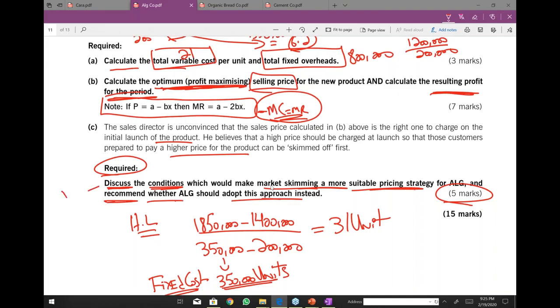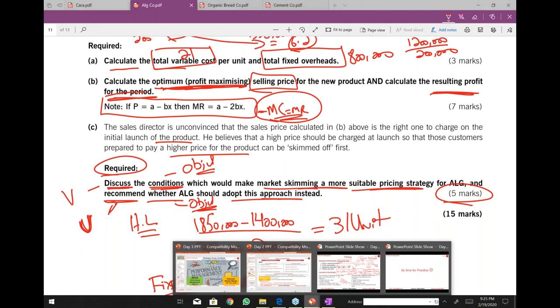So, the examinable word is discuss, and the object is the conditions. So, you need to discuss the conditions for skimming, and then another verb is recommend. And then you have to recommend what? Whether the company should adopt this. So you have to recommend the policy. So there are two verbs, discuss and recommend. Okay, for that, let's quickly move to my slides and see.